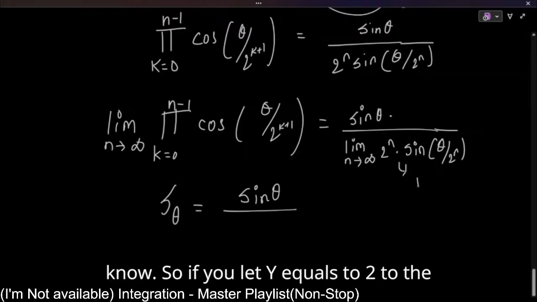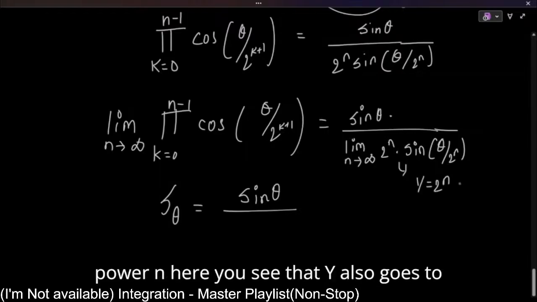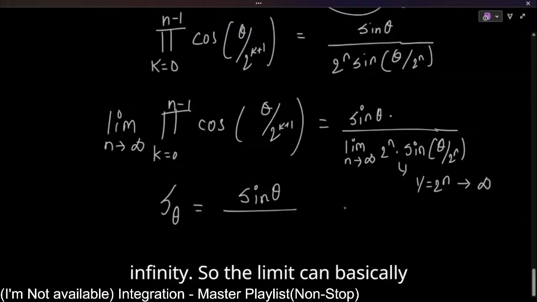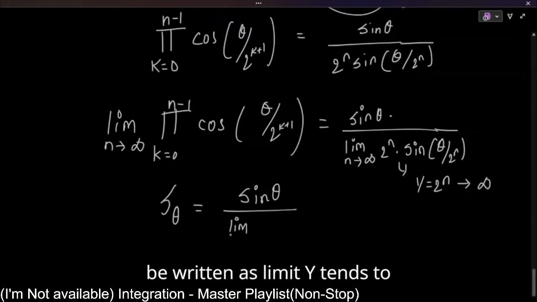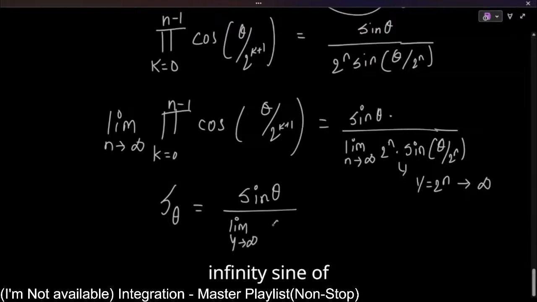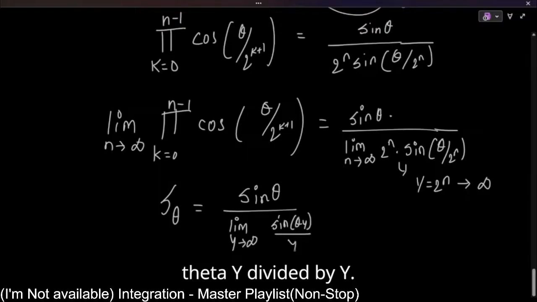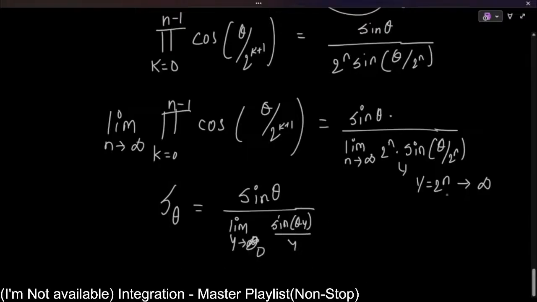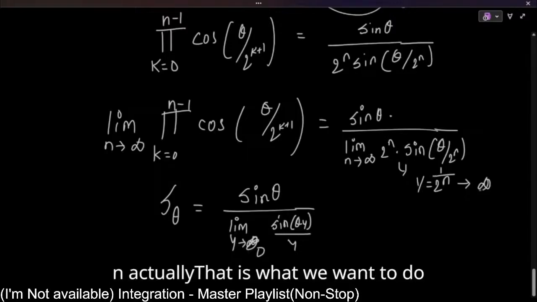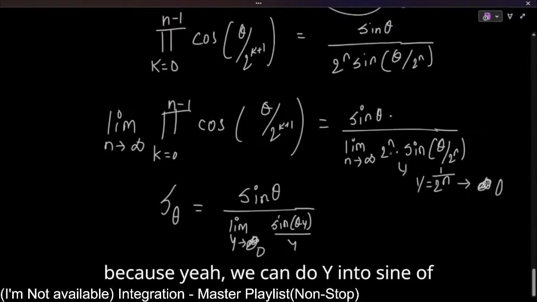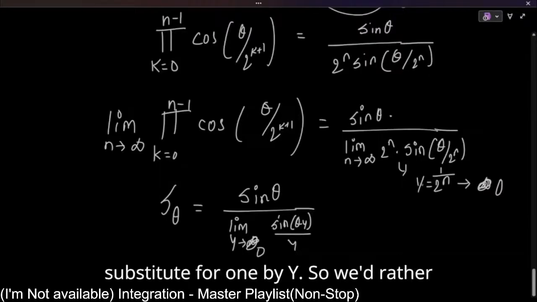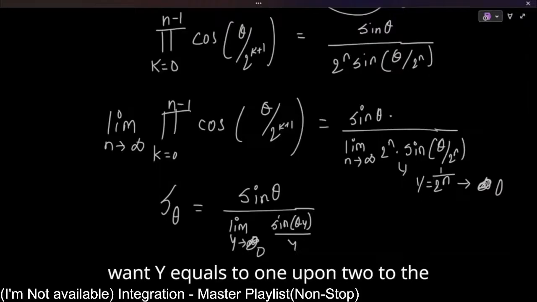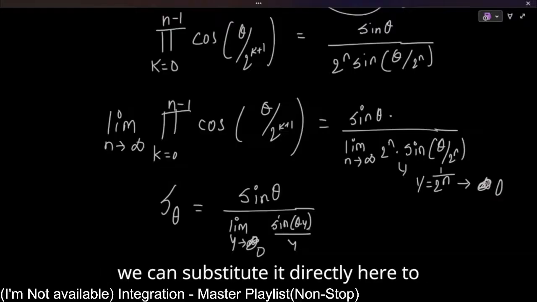So we can transform it into one of the forms we do know. If you let y equal to 2 to the power n here, you see that y also goes to infinity. So the limit can basically be written as limit y tends to infinity sine of theta y divided by y. Now this, y tends to 0. If you let, I meant 1 upon 2 to the power n actually. That is what we want to do, because yeah, we can do y into sine of theta by y, but then again we have to substitute for 1 by y. So we rather want y equal to 1 upon 2 to the power n, so it goes to 0 directly, and we can substitute it directly here to get this form.